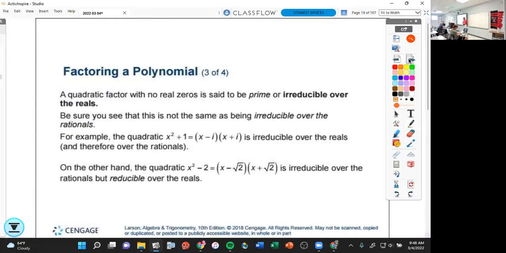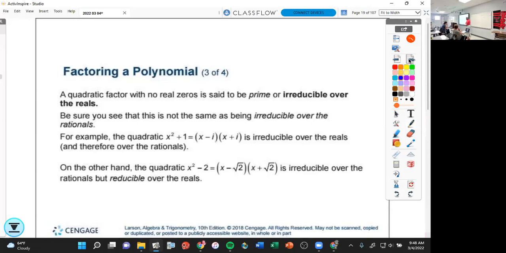But I want you to notice there that it does not say it's irreducible over the rationals. So just because a quadratic does not factor easily, we can still solve it with the quadratic formula, can't we? And even if we get a real answer, it might be irrational, but that's still real, right? Irrational numbers are real. Okay.